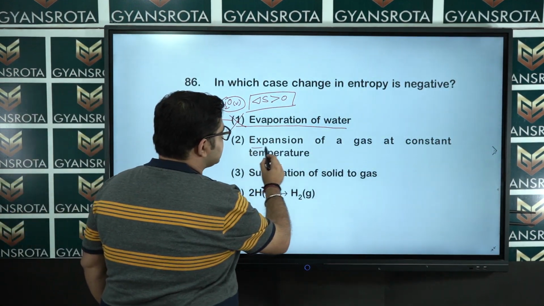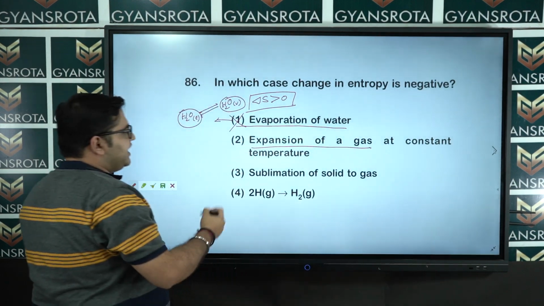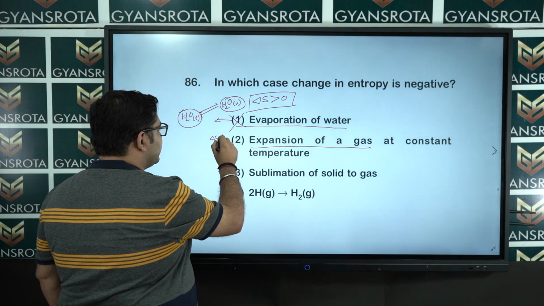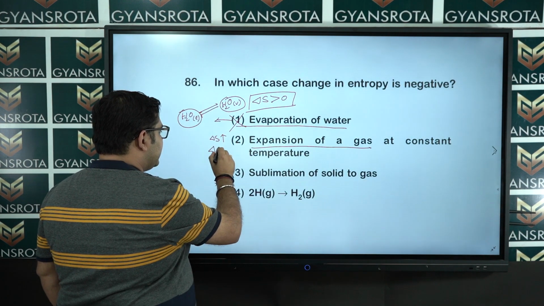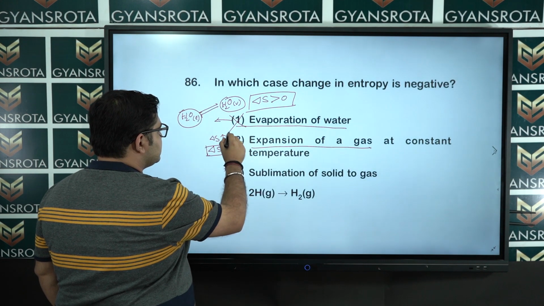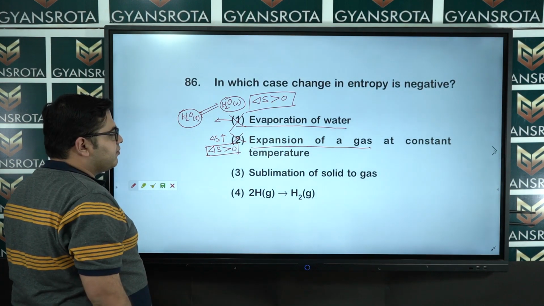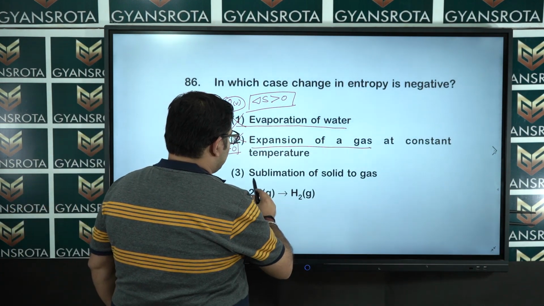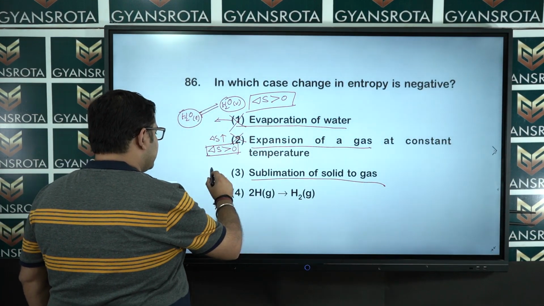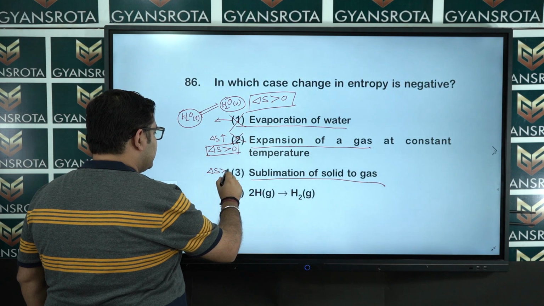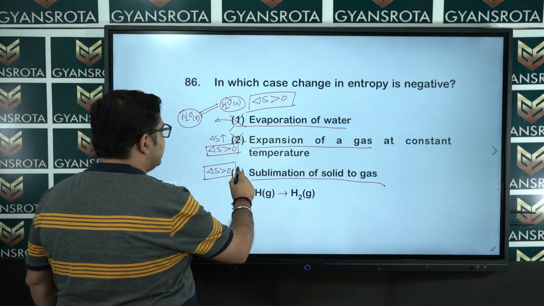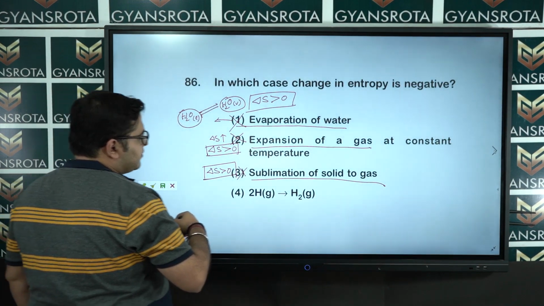Now, if you see the expansion of a gas, anything that expands, the entropy automatically increases. So, here also the delta S is greater than 0. So, this case is also not the negative case of entropy. Now, sublimation of solid to gas. In the sublimation process also delta S is always greater than 0. So, this process is also not a negative entropy question.